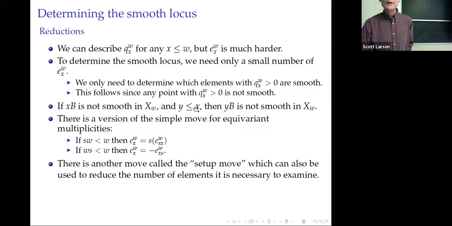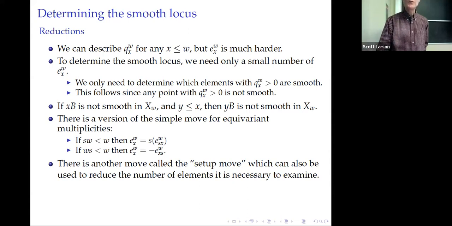Now, smoothness or being singular is a closed condition. So if y is smaller than x and x is not smooth, then y is not smooth. Once we find a non-smooth x, we know that everything smaller than it is also not smooth, so we can reduce it there. There's also a version of the simple move for equivariant multiplicities, so we can use that to simplify our calculation.